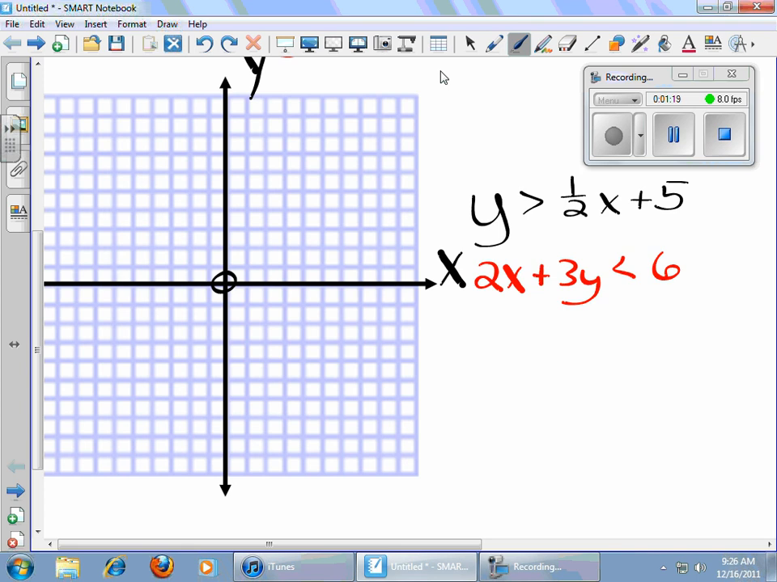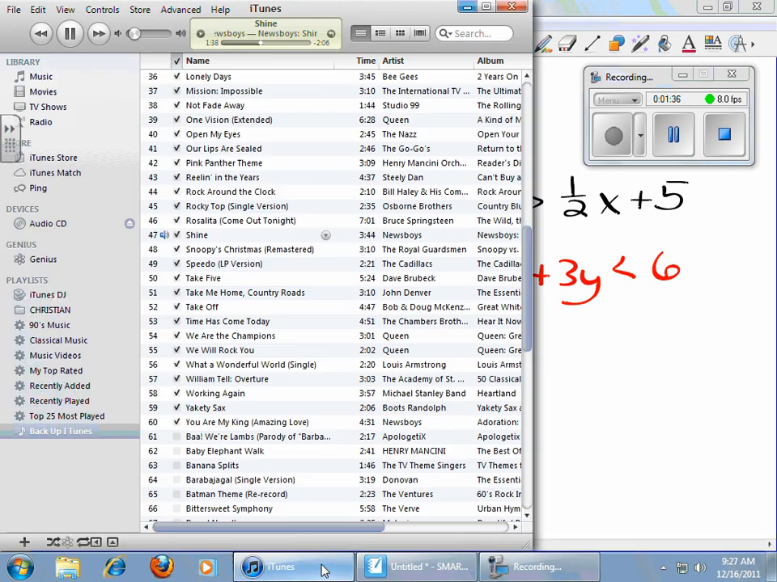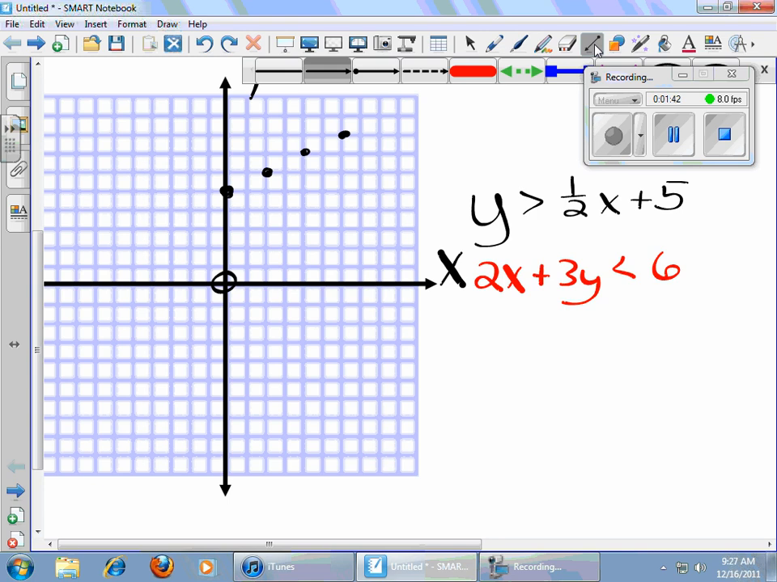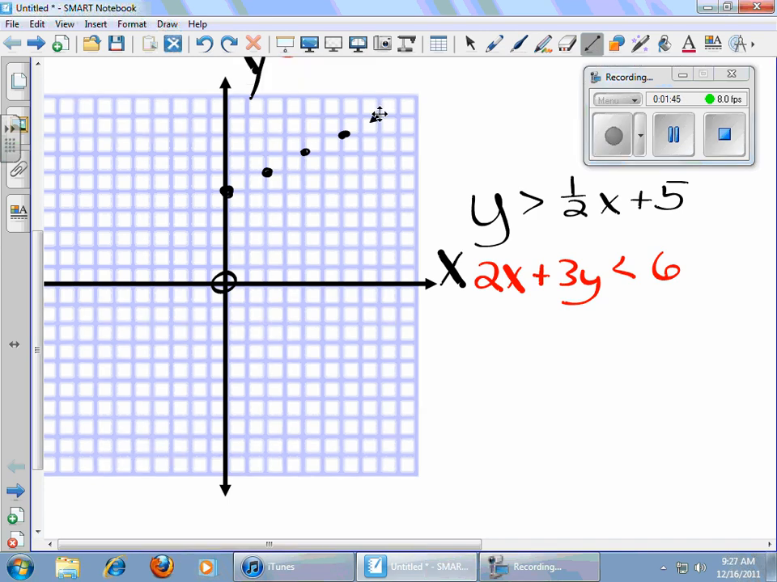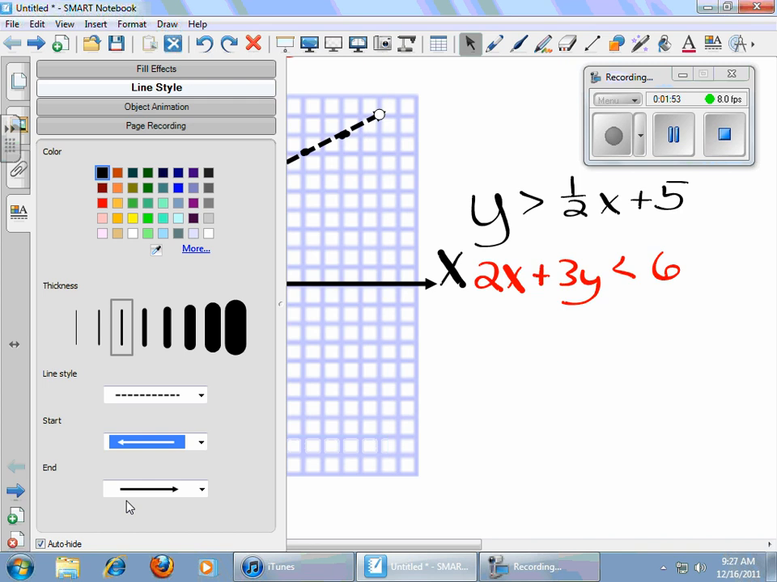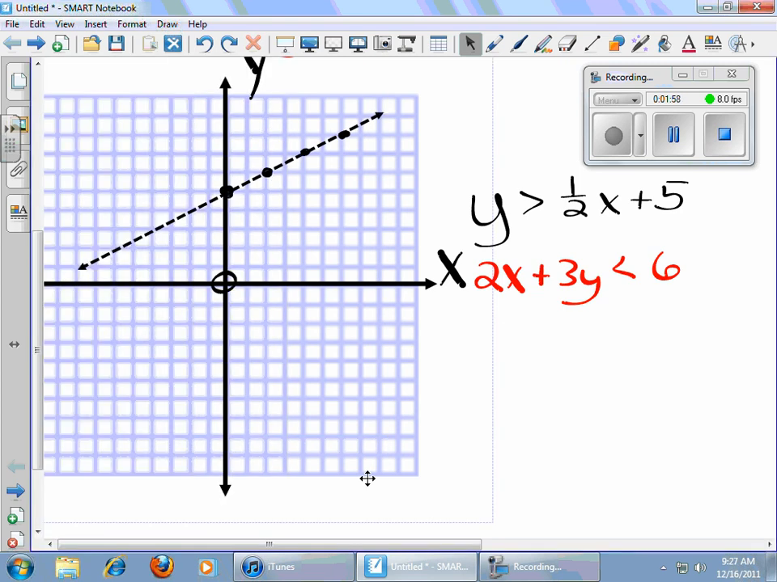So this top one is in slope-intercept form. I will plot the y-intercept, 1, 2, 3, 4, 5, right there. My slope is 1 over 2, up 1 over 2, up 1 over 2, up 1 over 2. Now I go to draw my line, I have to decide, is it a broken line or a solid line? Hopefully you know that it is a broken line because there's no equal sign in it, right? So I'll put my arrowhead on. I'll do that. And I guess I can leave that black. And that'll work pretty good.